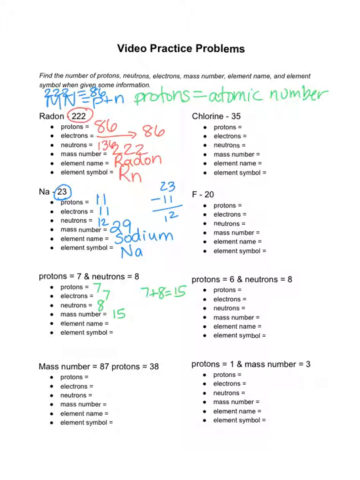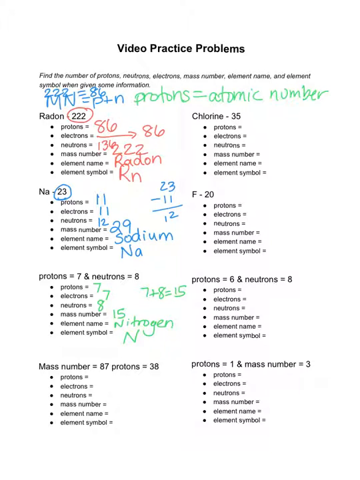Now I have to figure out the element name. The piece of information I'm going to use for this is the atomic number, or the number of protons. So the number of protons is 7. So what has an atomic number of 7 is nitrogen. So I'm going to write down nitrogen. And again, looking at my periodic table, nitrogen has the symbol of N. So that's how I'm going to solve this when I'm given the protons and the neutrons.